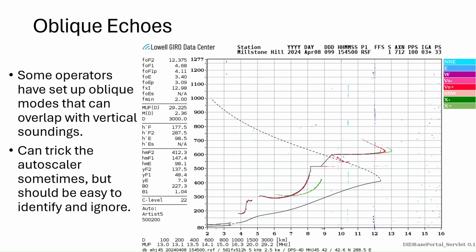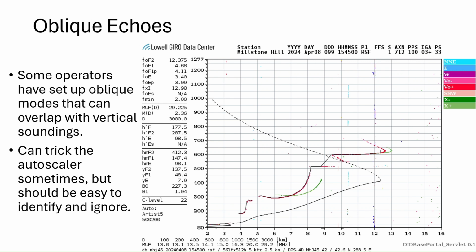This is an example during the eclipse where the autoscaler had a really rough time. Millstone effectively was saying that foF2 was 12 megahertz throughout the eclipse. It was just because they had done these oblique modes, I guess, coincident with the vertical sounding mode. And these are from Alpena. So Artist, in this case, just got a little bit confused. These overlapped with each other, so it decided to try and trace along and ended up down the oblique trace. This doesn't happen often.